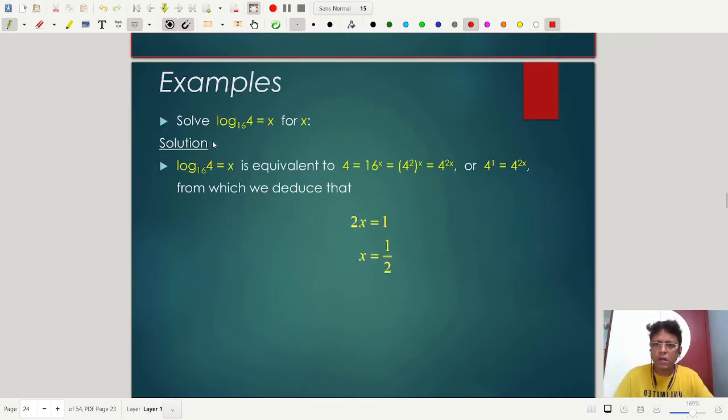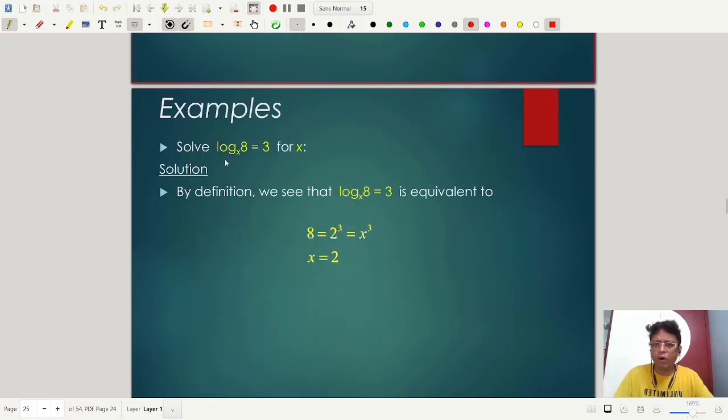More examples. Suppose solve for log 4 base 16 equal to x. You have to solve for x. So you can write 16 to the power x, that is 4 to the power 2x. So 2x, exponential function. So 2x equal to 1, x equal to half. Very simple. Okay.